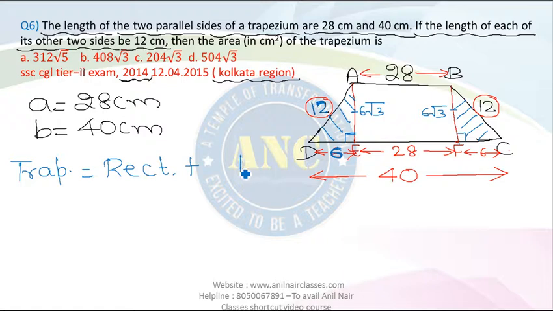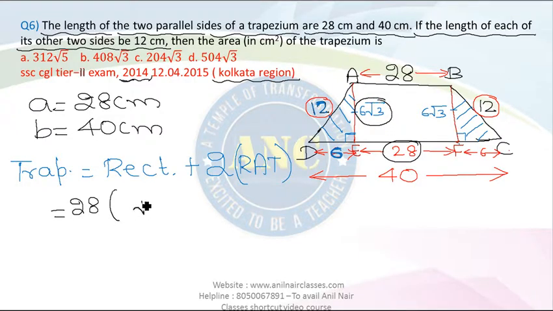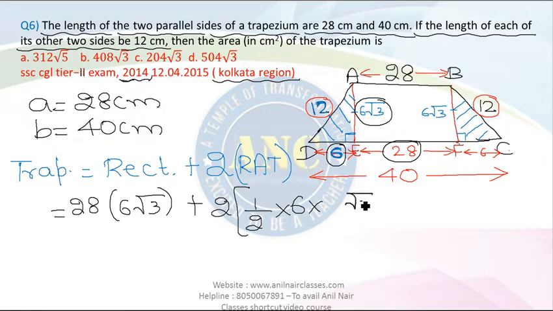The area of this right angled triangle and the area of the other, same right angled triangle are equal, so I can multiply this right angled triangle's area with 2. The area of the rectangle has length 28 and breadth 6 root 3, so it is 28 into 6 root 3, plus 2 times the area of the right angle triangle, which is half into base, 6, into height, 6 root 3.